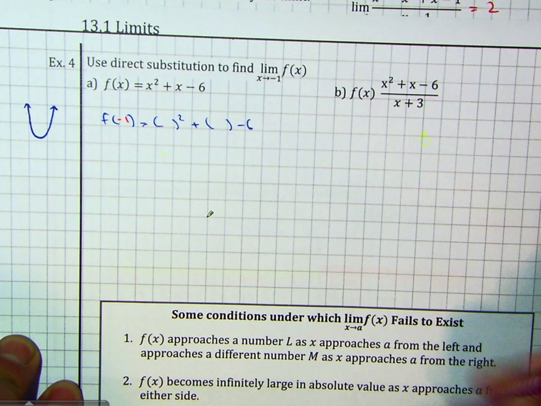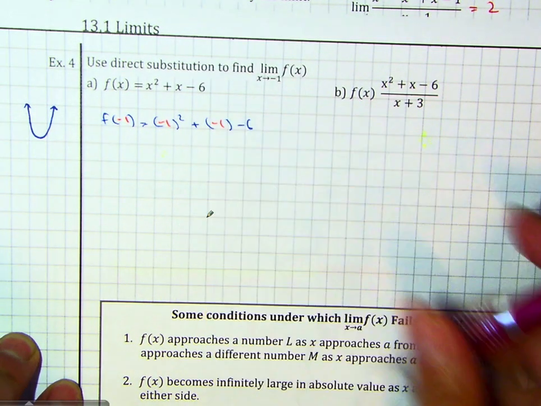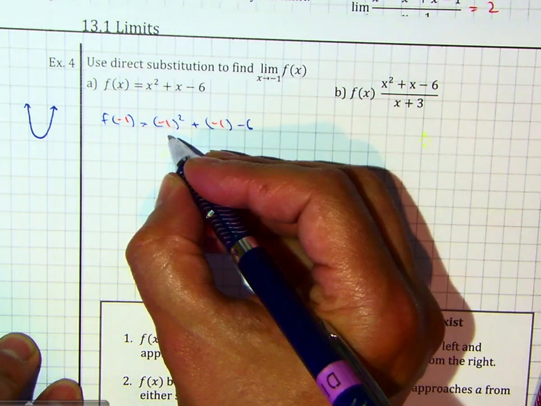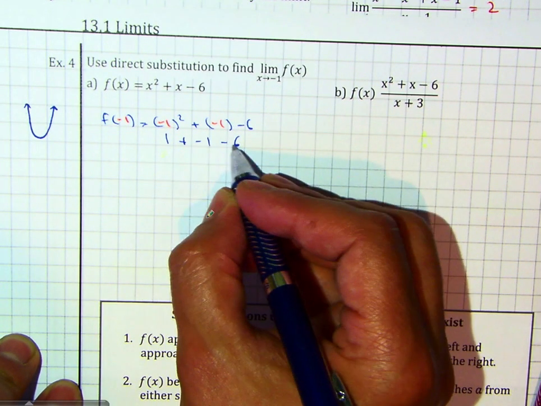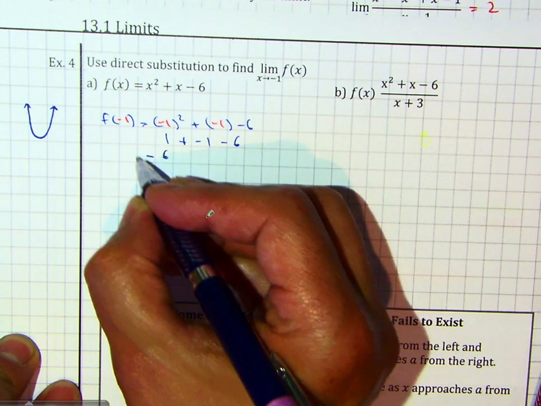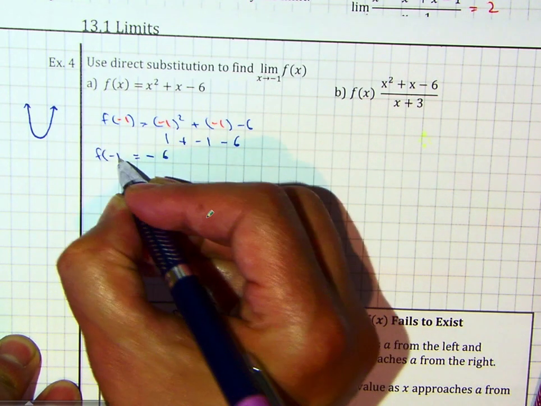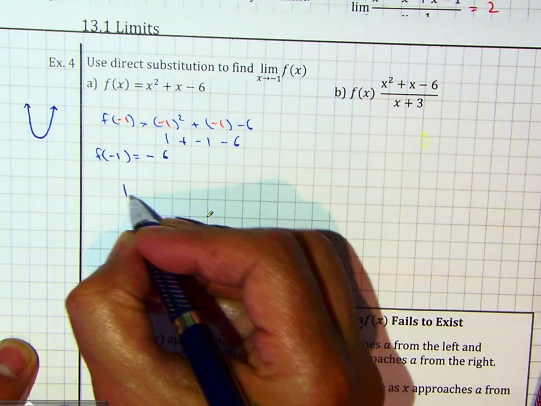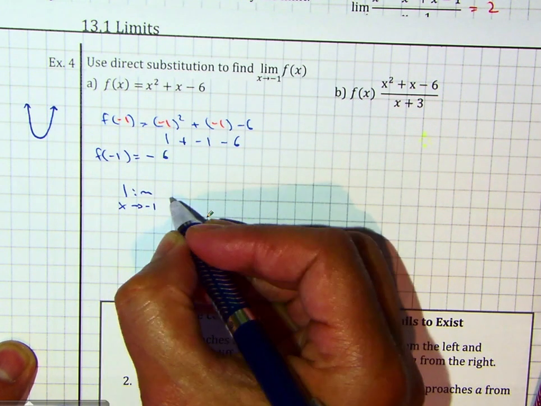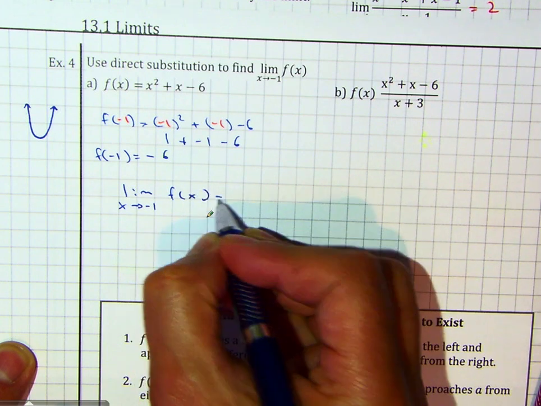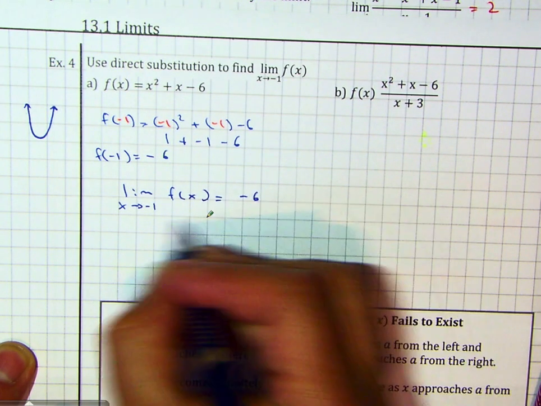I'll plug in a -1 instead of each of the x's. That gives me 1 plus -1 minus 6. So it gives me 0 minus 6, which is -6. So therefore, the limit as x approaches -1 of f of x is equal to -6.